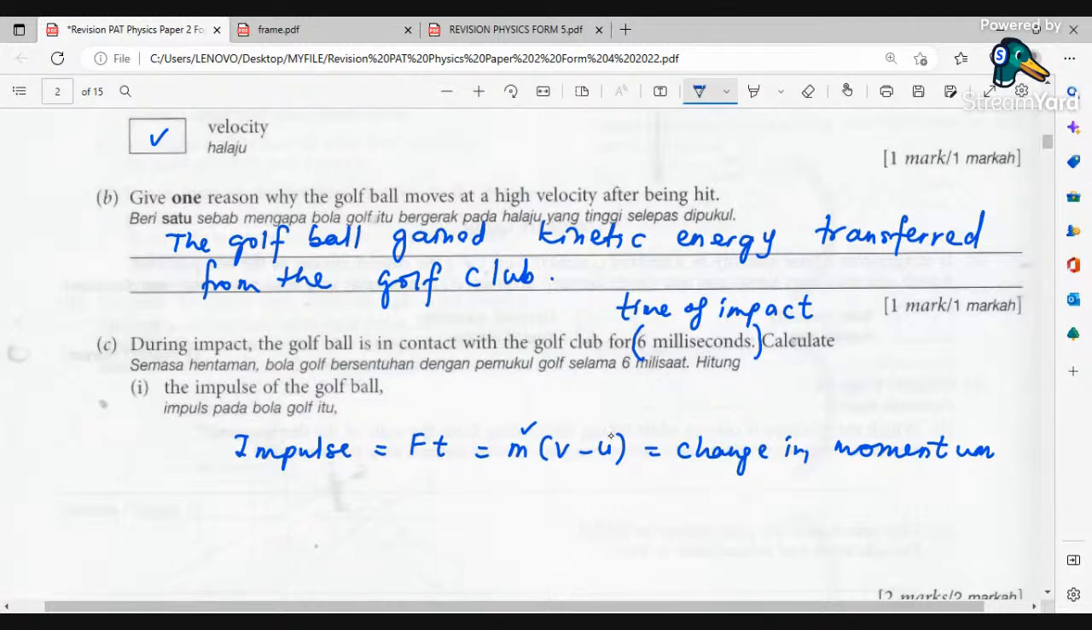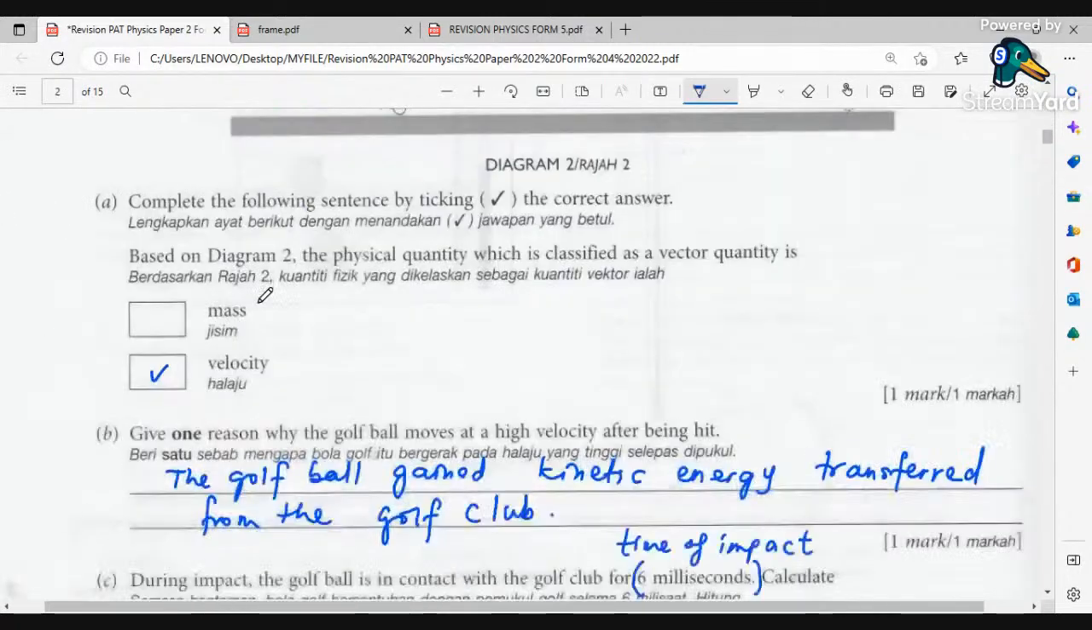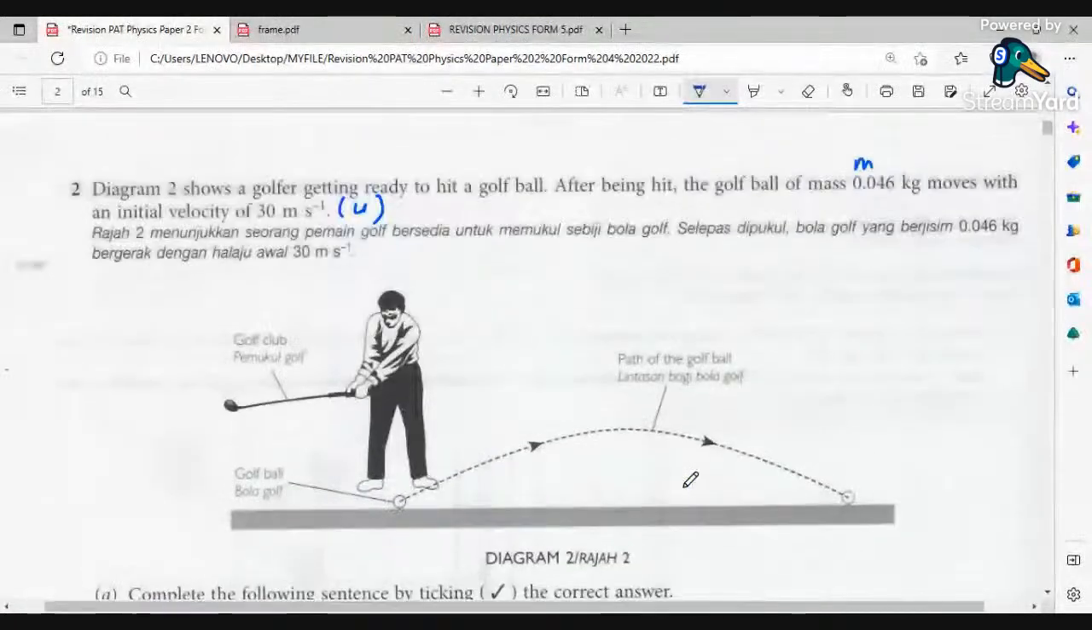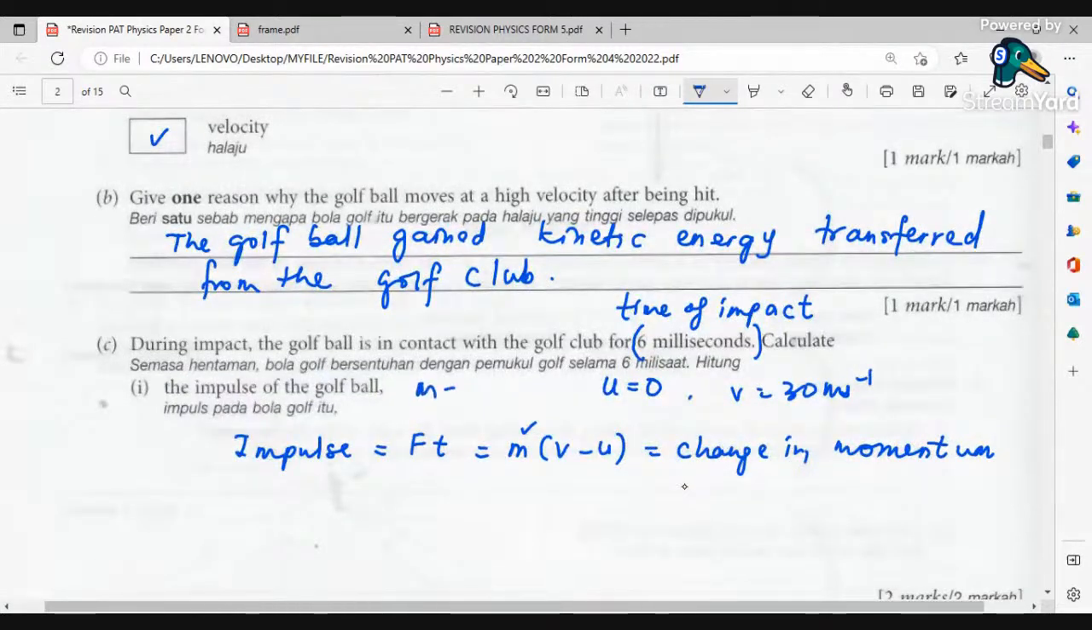Okay. Initial velocity is 0 because the ball before being hit by the golf club is at rest. So u equals 0. Okay. v equals 30, which we can get from above here, dari atas sini. Okay, mass 0.046 kilogram. Okay, just substitute, gantikan saja.